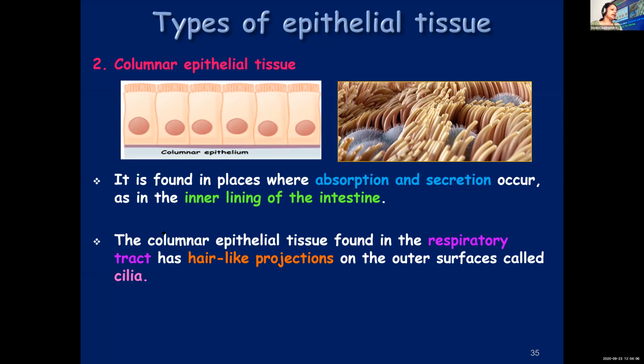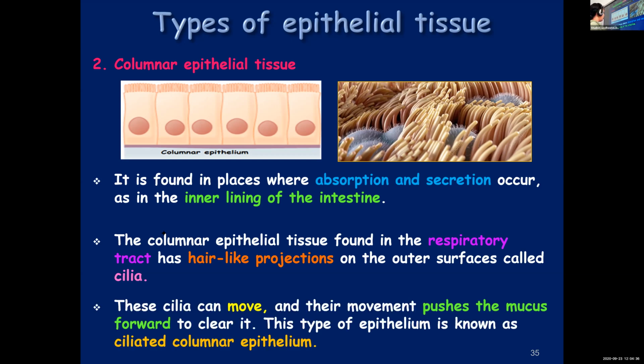What do you call those hair-like projections? Cilia. And what will these cilia do? They will move and push the mucus forward and clear your respiratory tract. Such columnar epithelial cells with cilia are known as ciliated columnar epithelial cells, and these cells form ciliated columnar epithelial tissue. Okay?